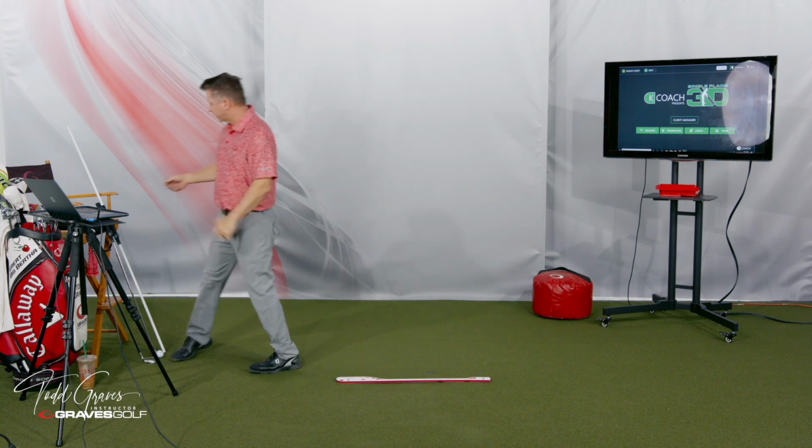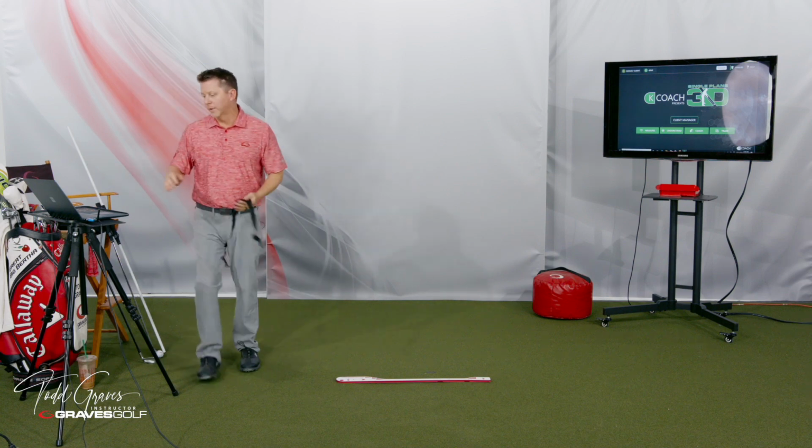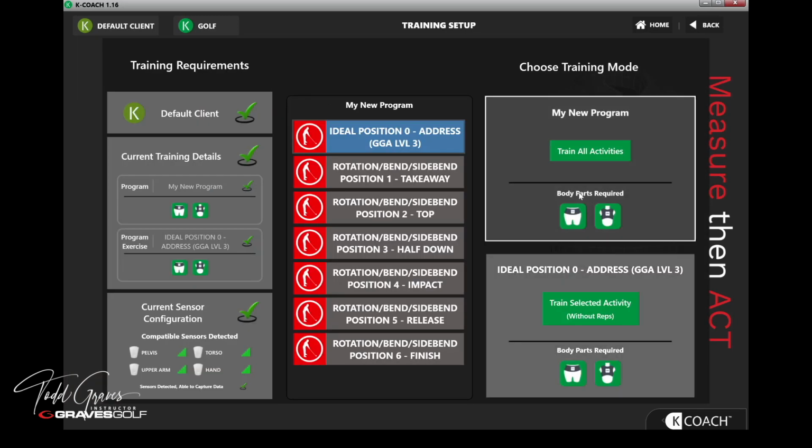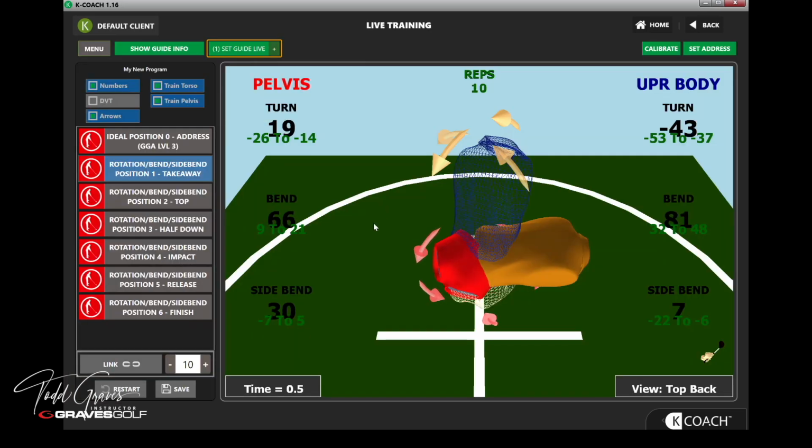So what you're seeing here, I'll go ahead and launch the software. I'm going to train in the software and launch the program. What you're seeing on the screen is an avatar, and this avatar is basically upper body and lower body. So you're seeing the pelvis move around.